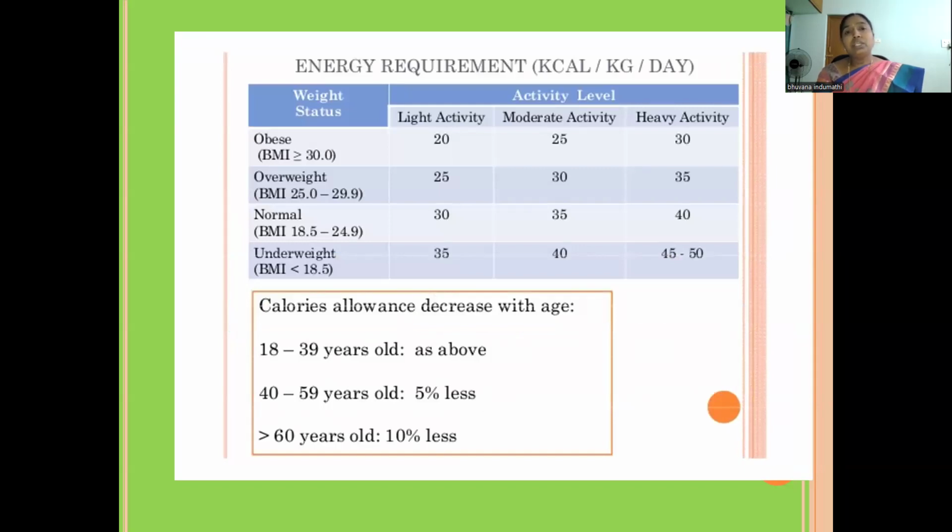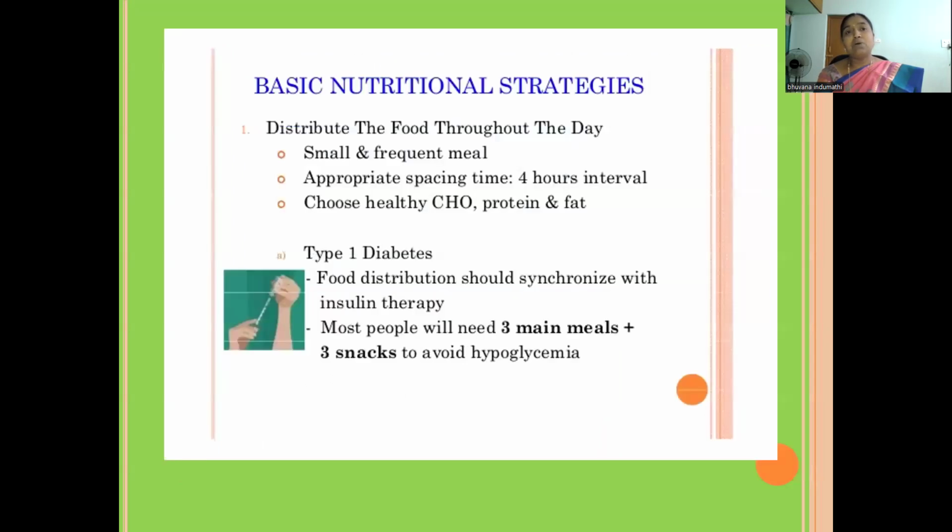This is about the energy requirement. As I already stated, depending upon the activity level, we have to give the energy needs, and depending upon the weight status, we have to assess the energy needs. Here we compare the obese condition and the activity level. For an obese person with a BMI of 30 and above, the energy level should be 20 to 25. Accordingly, we have to plan for overweight, normal, and underweight. The calorie allowance can be decreased with age: for 18 to 39 years, it is the base; for 40 to 59 years, 5% less than the base; and for 60 years and above, 10% less than the base.